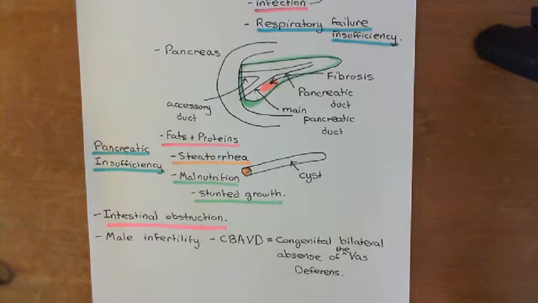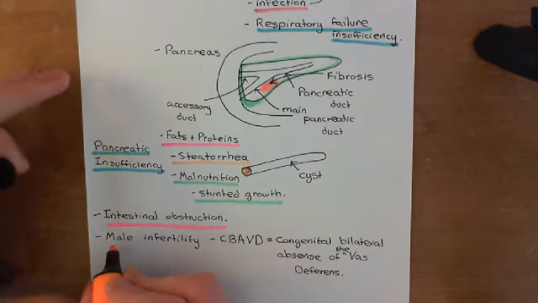If you do not have the vas deferens, then basically sperm cannot get from the testicles into the urethra and therefore can't actually be ejaculated. So you produce sperm, but it can't actually be ejaculated. So that leads to male infertility.